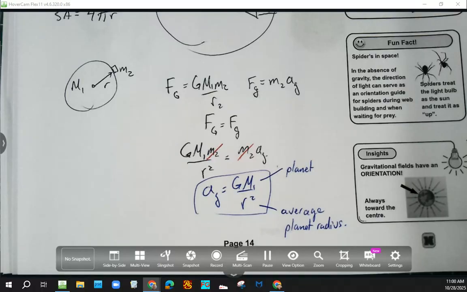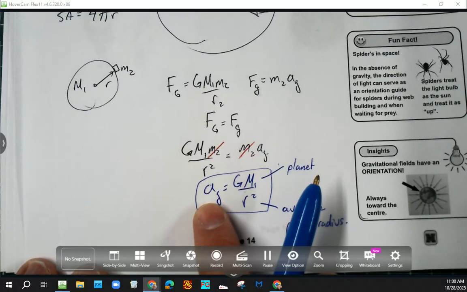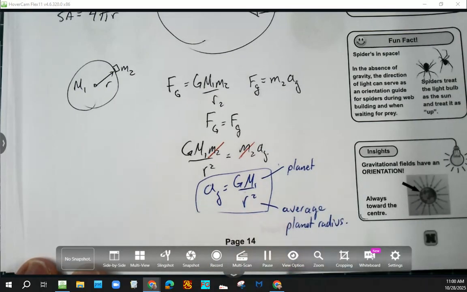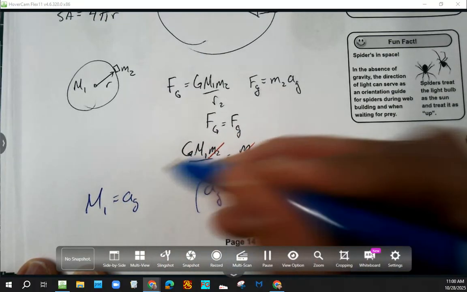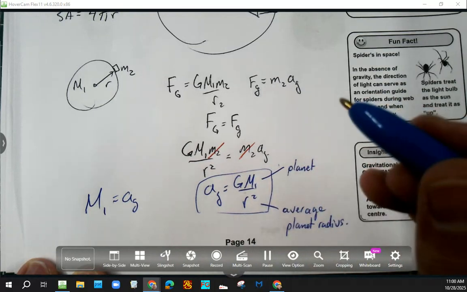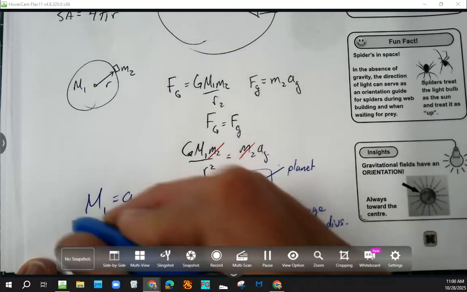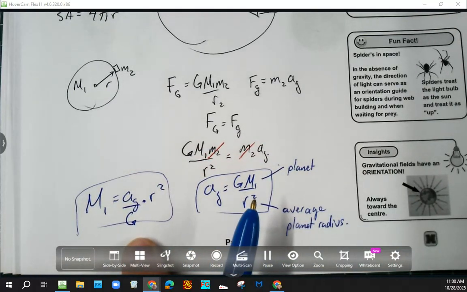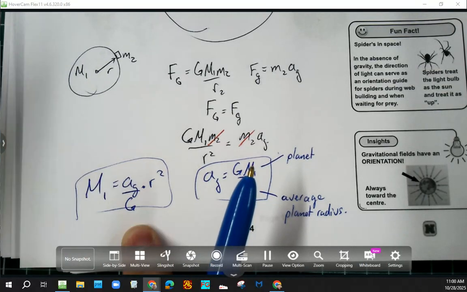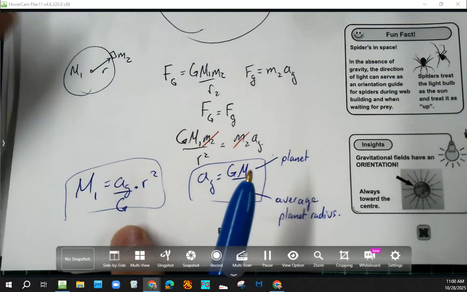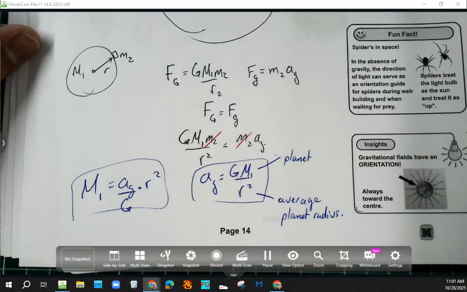Another thing that it means is that if I had gone around and dropped a bunch of stuff on Earth and figured out what the average acceleration due to gravity is on Earth, I could rearrange this equation and I could get mass 1, which is the Earth, equals ag divided by G times the radius squared. That means that now that I know that G value, I could go around dropping stuff on Earth and figure out what the ag value is just by dropping things and watching how it accelerates. And if I knew the radius of the Earth, I could use this Cavendish result to figure out the mass of our planet while I'm standing on my planet.